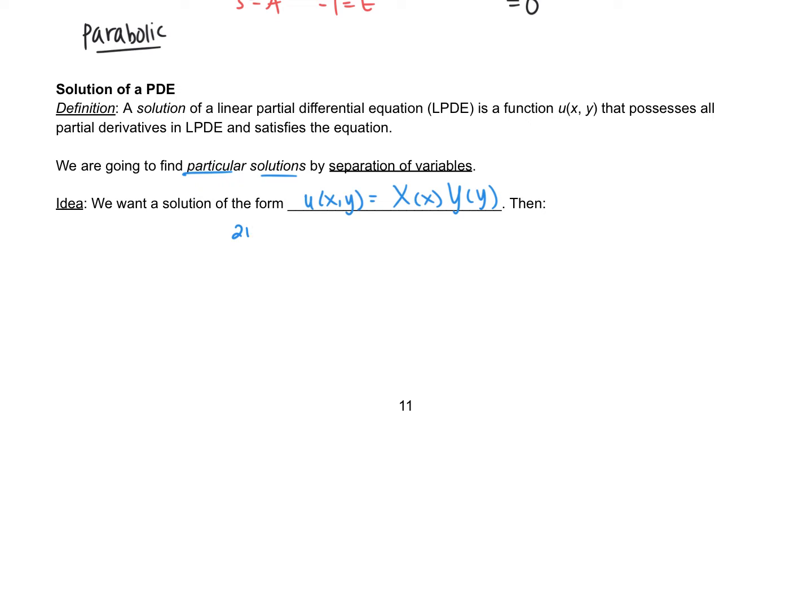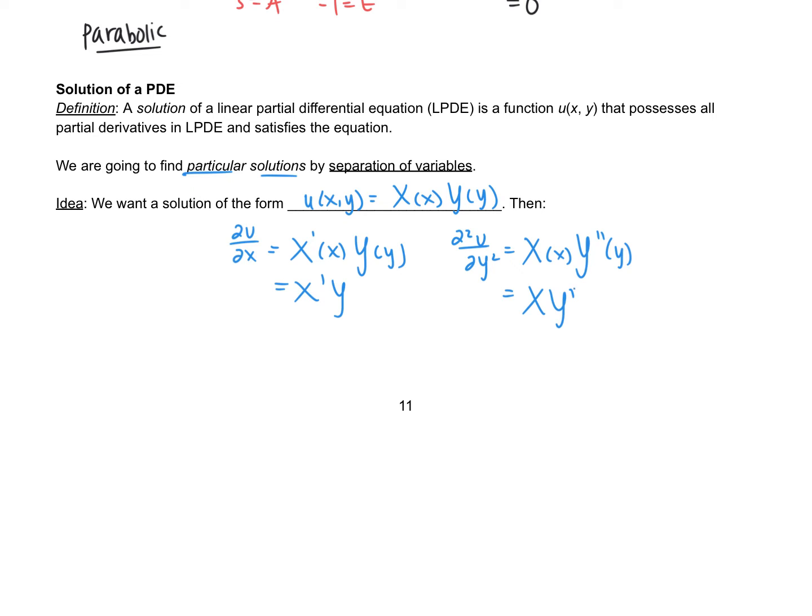Then the partial of u with respect to x would be big X of little x times big Y of little y, which I'm just going to write as X prime Y. The second partial of u with respect to y, for example, would be big X of x times Y double prime of y, which can also be written as X Y double prime, and so on and so forth. Those are just two examples. That's the idea. This is how we're going to look for a solution, and the way we're going to go about this is by doing an example. So let's turn the page to the first example.